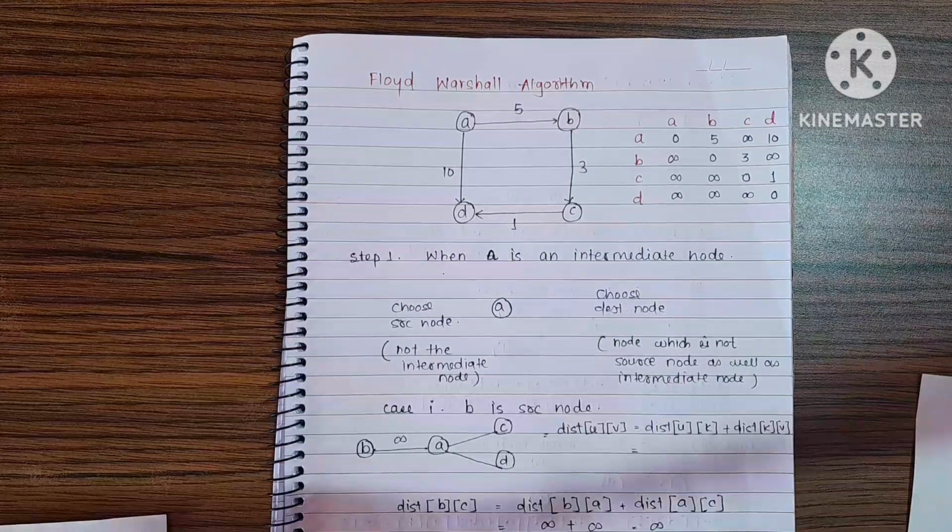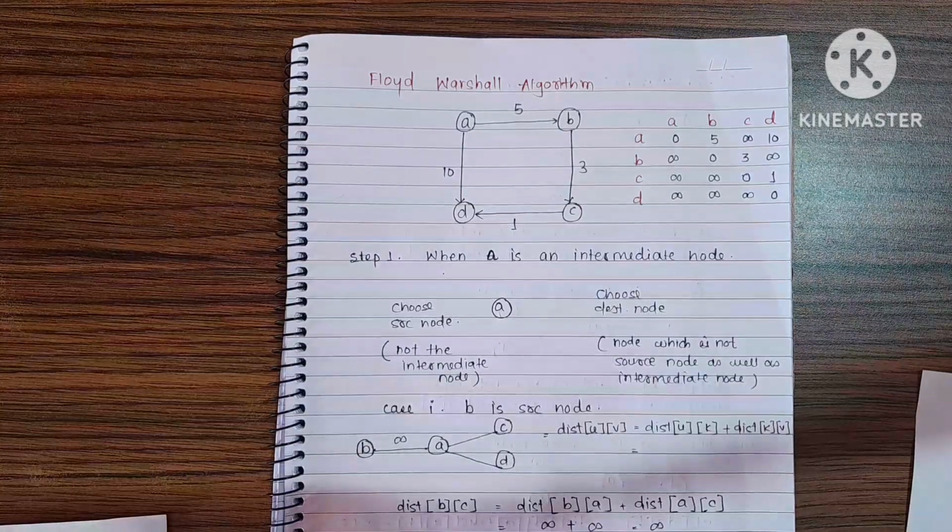Hello all. Now we are going to see how to apply the Floyd Warshall algorithm. Floyd Warshall algorithm is used to find the shortest distance between any pair of vertices. See how it is different from Dijkstra's algorithm. Dijkstra's algorithm gives us the shortest distance of the source node from any other node in the given graph, whereas Floyd Warshall algorithm is capable of giving the shortest distance between any pair of vertices.